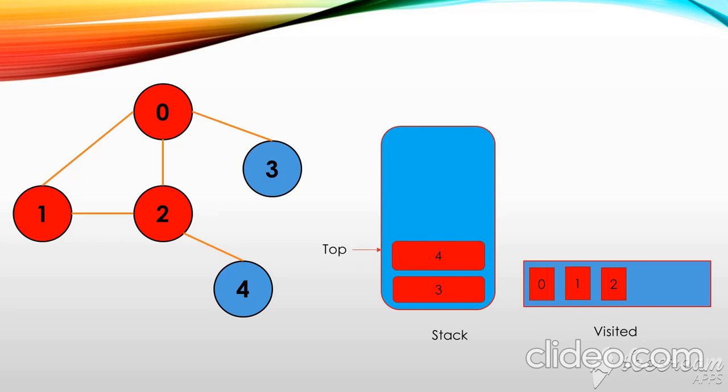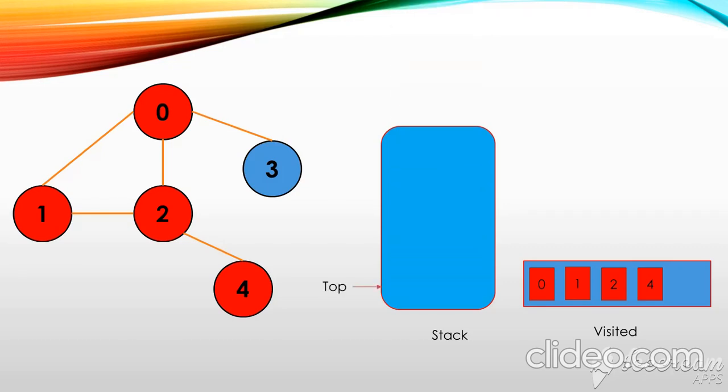Now there is an unvisited vertex 4 with 2, and now we are visiting 4 and we put it into the stack. We have visited 4 and popped it from the stack, and now we moved it to the visited list.